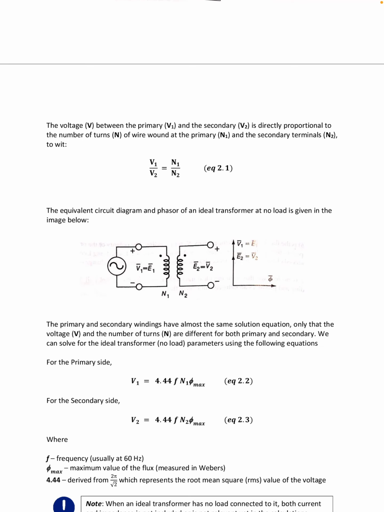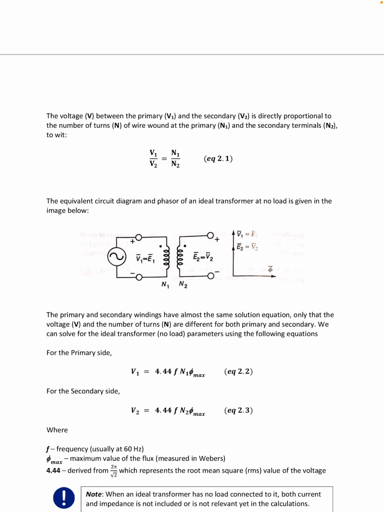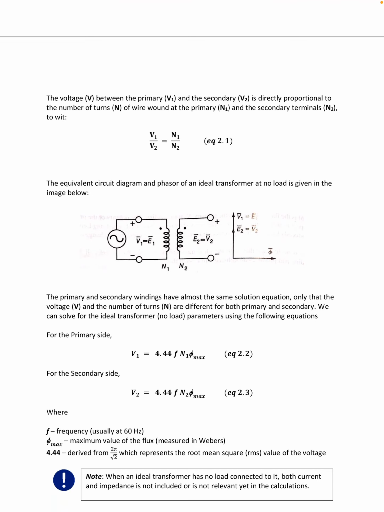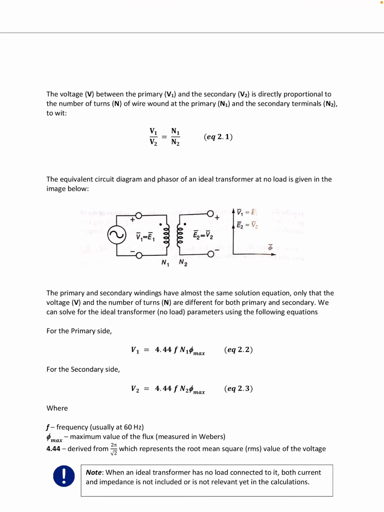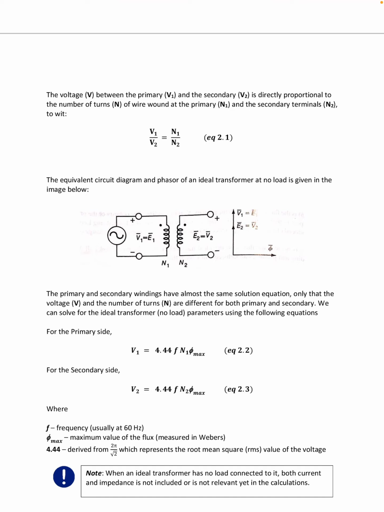So V1 is equal to 4.44 f N1 phi max. Then V2 is equal to 4.44 f N2 phi max. So ang difference nila is actually ang N1 and N2. It is because the frequency f, usually 60 hertz, and the phi max, or the maximum value of the flux, which is measured in webers, are shared parameters between the primary and the secondary side. So dili maglahi-lahi ang frequency sa primary and secondary side.